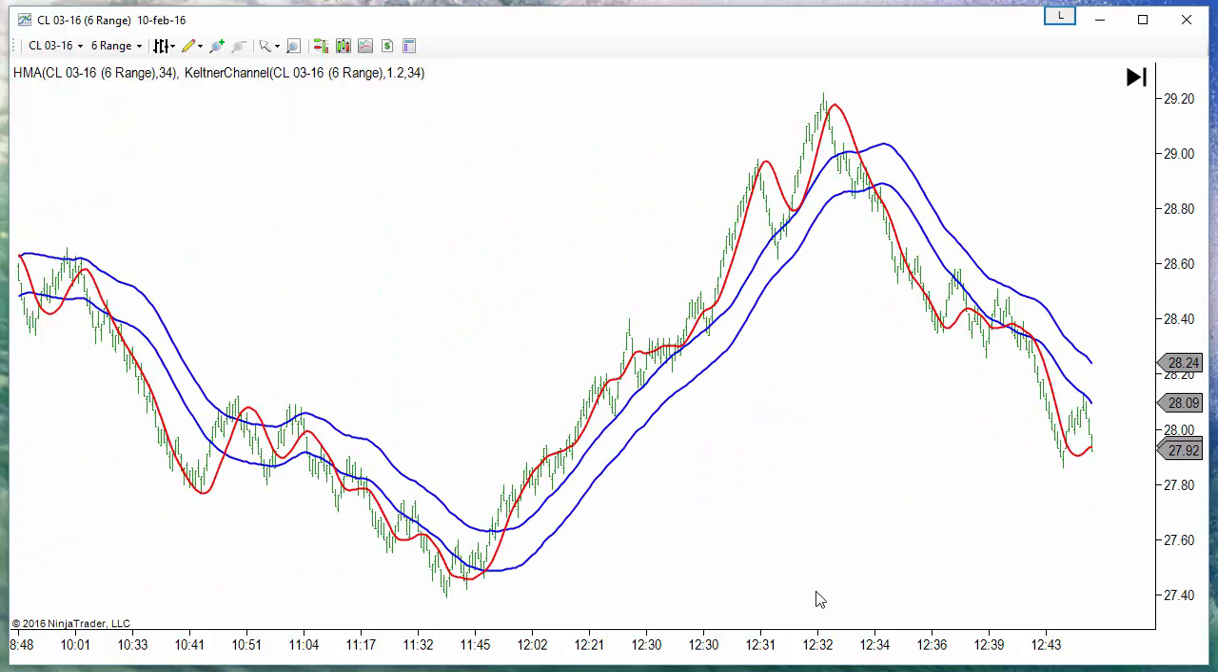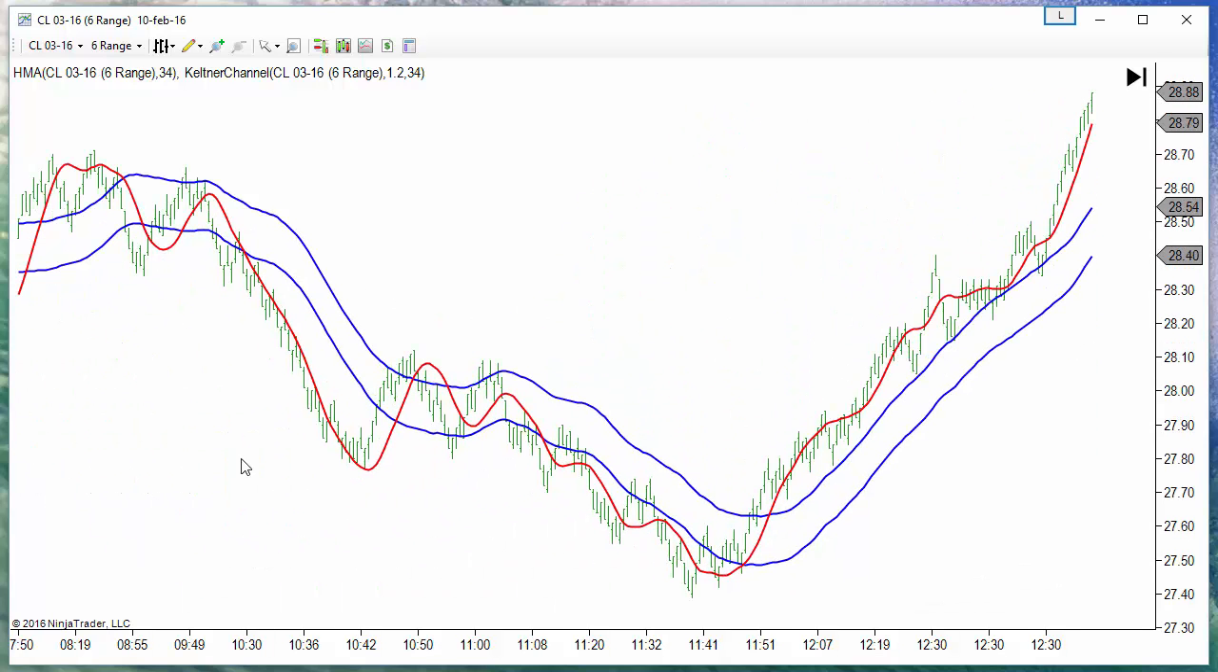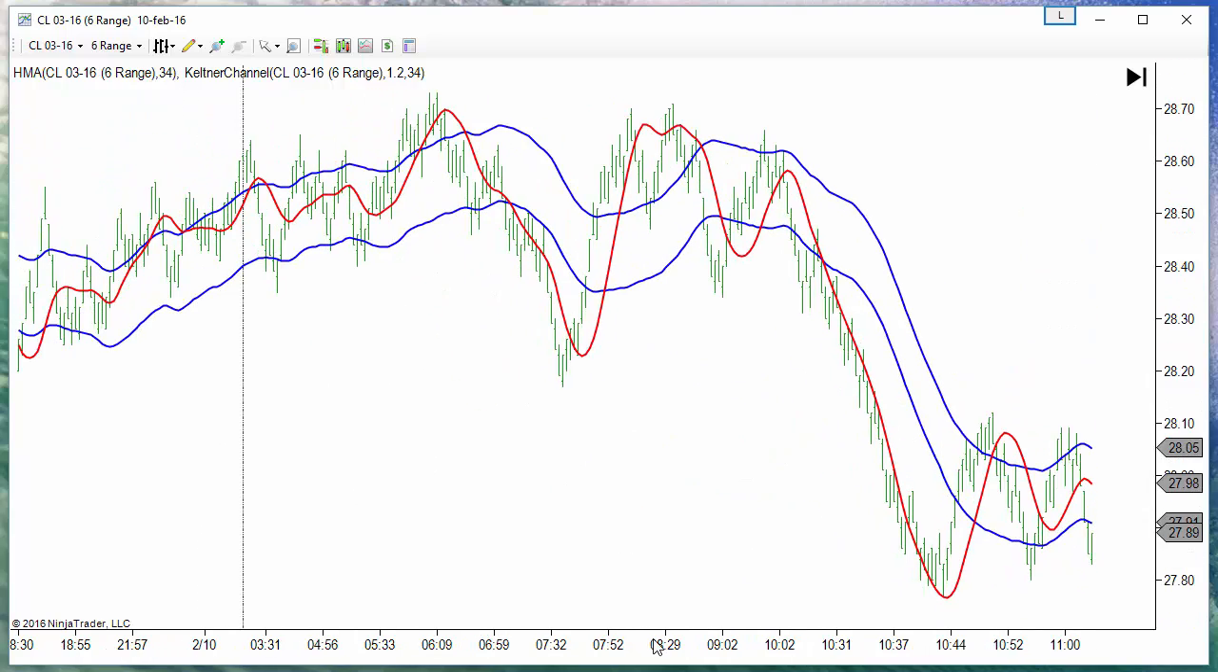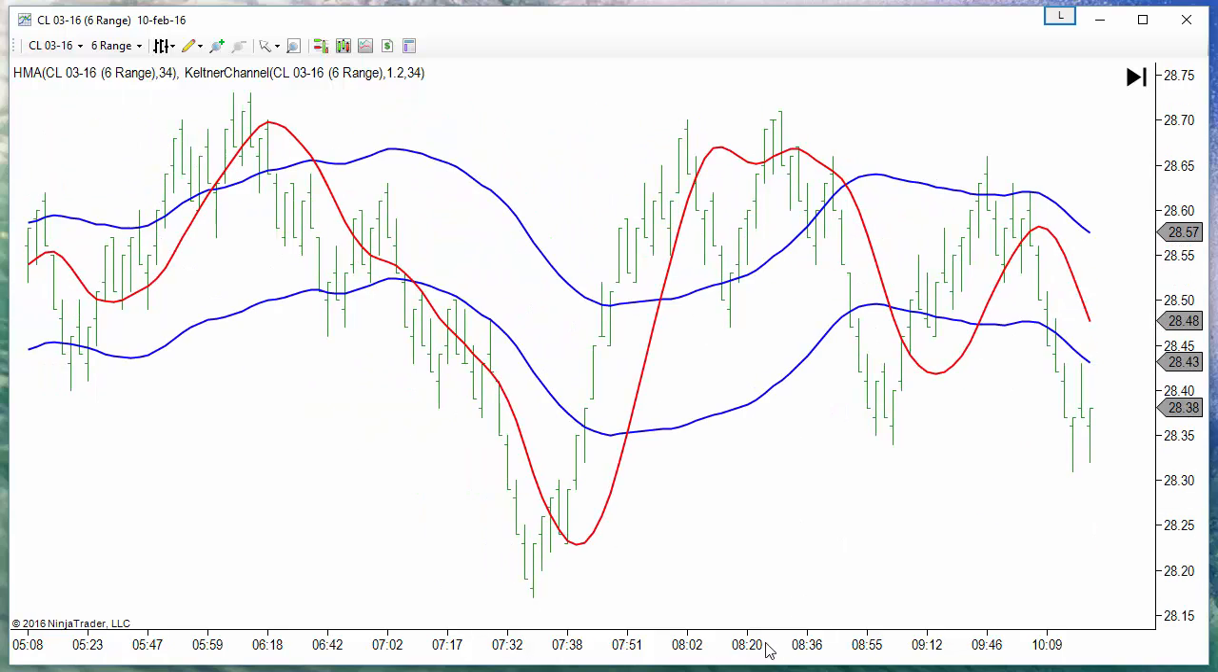The most obvious logic would be entering long when the HMA crosses above the channel and entering short when it enters below. This will be the entry for a long, this will be the entry for a short. This is a very good breakout strategy. It has some problems when the market is sideways.